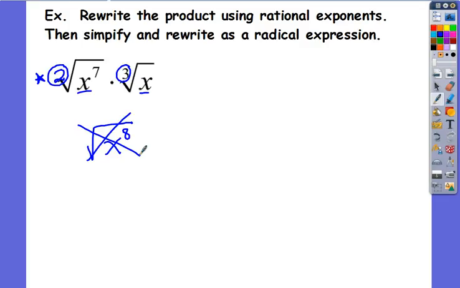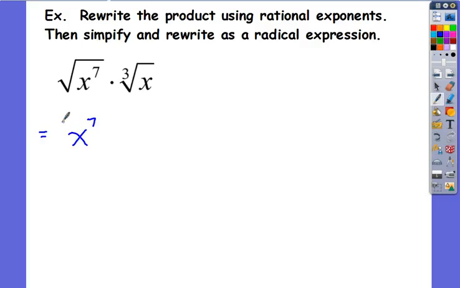However, I could combine these if I use fractional exponents. So recall, the square root is just like the 1/2 power. So I have x to the 7th, and if I'm taking the square root of that, it's like raising this to the 1/2 power. And then I have x to the 1/3 power. That's the same as the cube root. Now I'm going to multiply my exponents together. So 7 times 1/2 would be just 7/2.